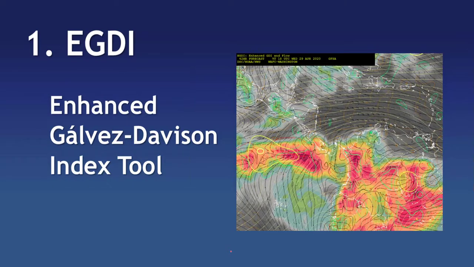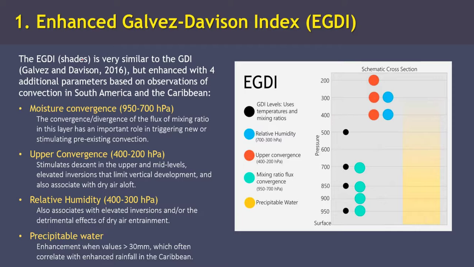All right, so we have 5 tools to talk about, and we have 40 minutes. So we'll see if we can do this successfully. The first one is the enhanced GDI. GDI is the Galvez-Davison index, and E is for enhanced. We developed this a little bit over a year ago.